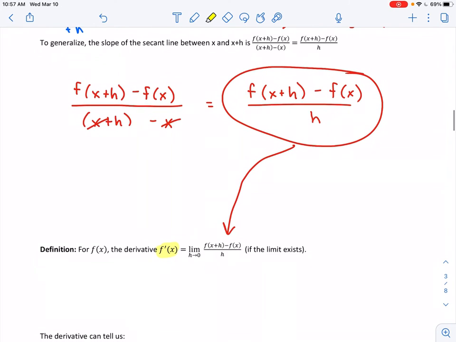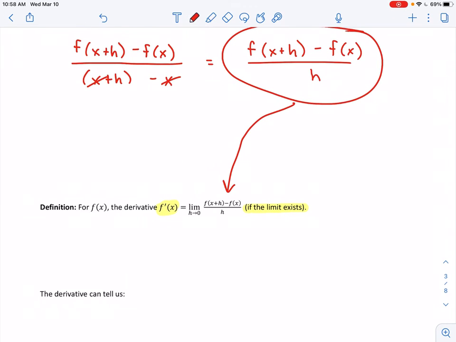And I should make one mention here that if the limit exists, it's kind of a big if. It's not a guarantee that the limit will exist. And if the limit does not exist, that means that the derivative will not exist. And we'll see some examples of that towards the end of this section about what that might look like if our derivative does not exist. So this piece right here is the derivative. This is what's called the limit definition of the derivative. Right now it's kind of the long way to find the derivative.